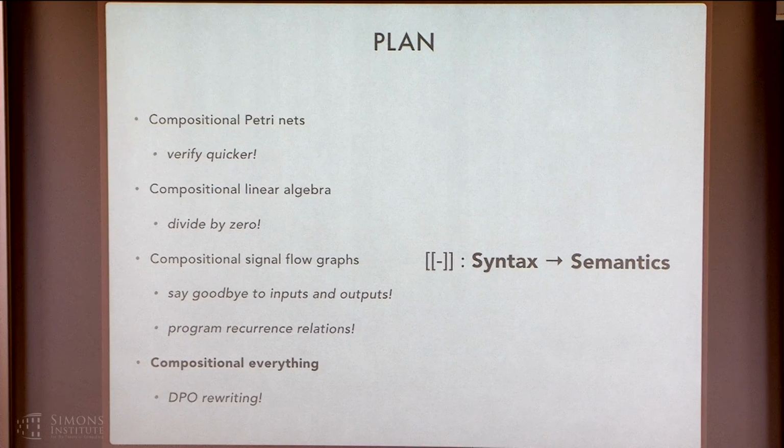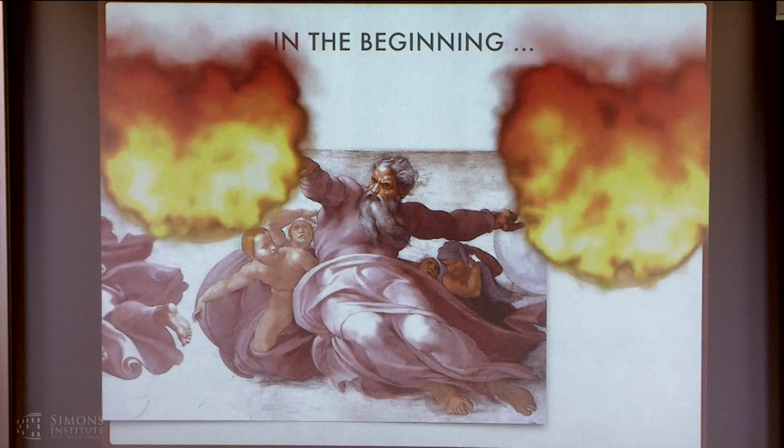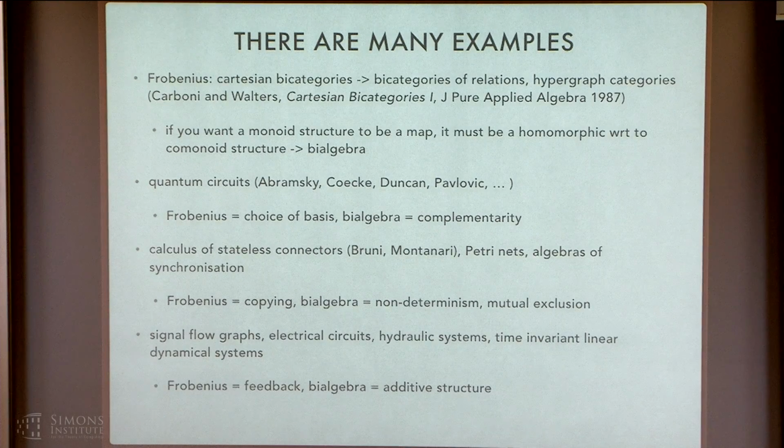Anyway, so my last slide, this was kind of an optional part of the story, so I'll just go through it very quickly. So in the beginning, God created Frobenius and bialgebra, right? And everything else is just Frobenius and bialgebra interacting in funny ways.